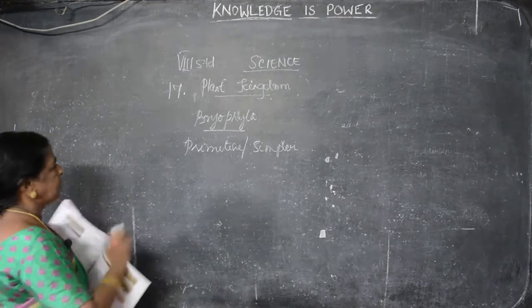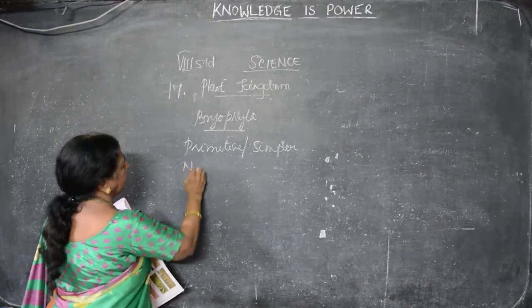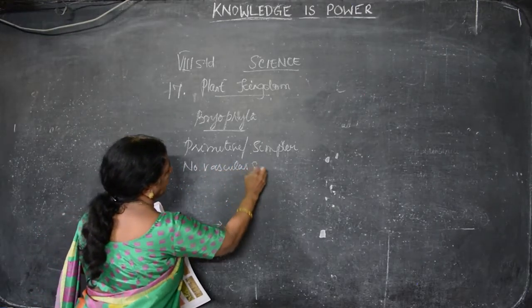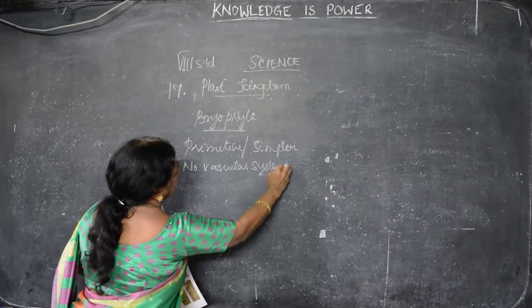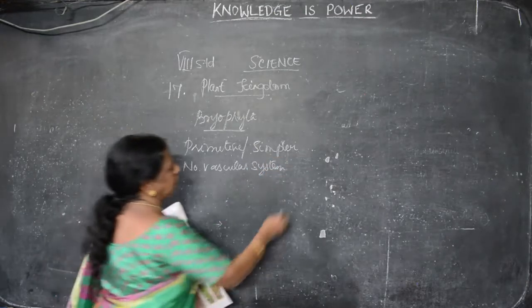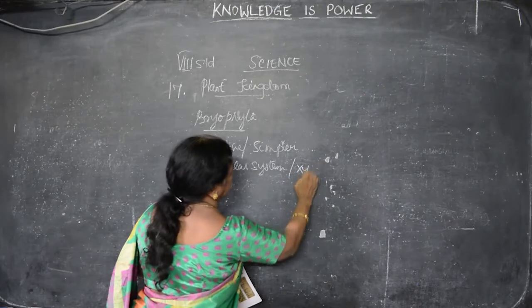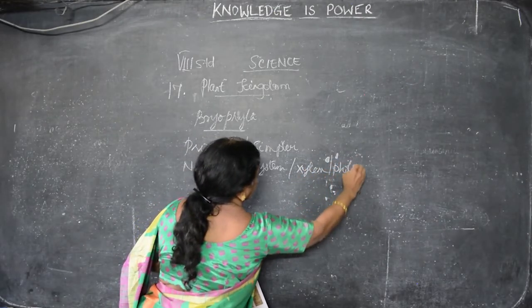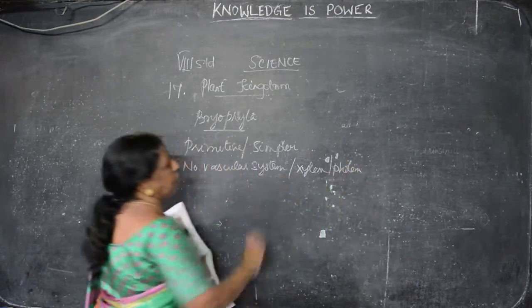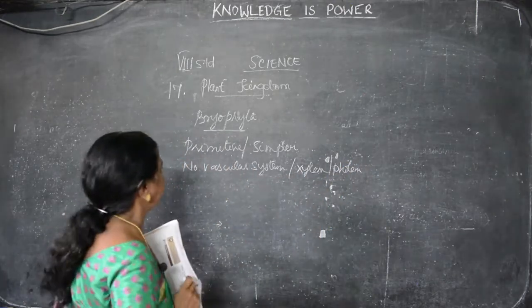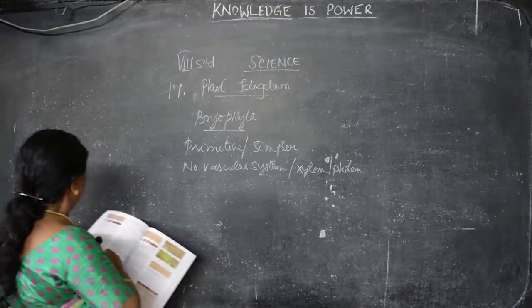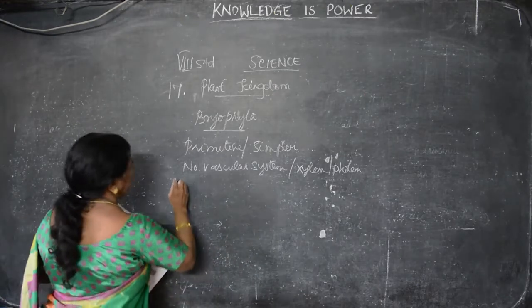So they have no vascular system. Vascular system, what do I say? To conduct water and minerals, they have a special kind of system, that is xylem and phloem. Here both are absent. Xylem is for water and phloem for conducting food. No vascular system, so otherwise it's known as non-vascular cryptogams.